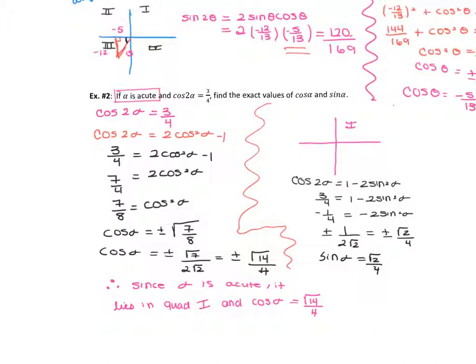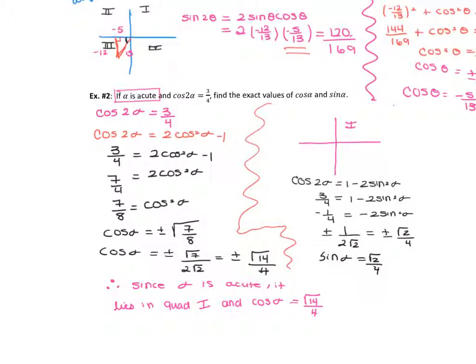Negative 1/4 is equal to negative 2 sine squared alpha. Divide by negative 2, you get 1/8. Then you take the square root, you get plus or minus. You rationalize the denominator, you get square root of 2 over 4. You take the positive value because it's an acute angle, which means it's in the first quadrant. I skipped an intermediate step there. Questions on how to do this? Yes, no? Okay. No questions.